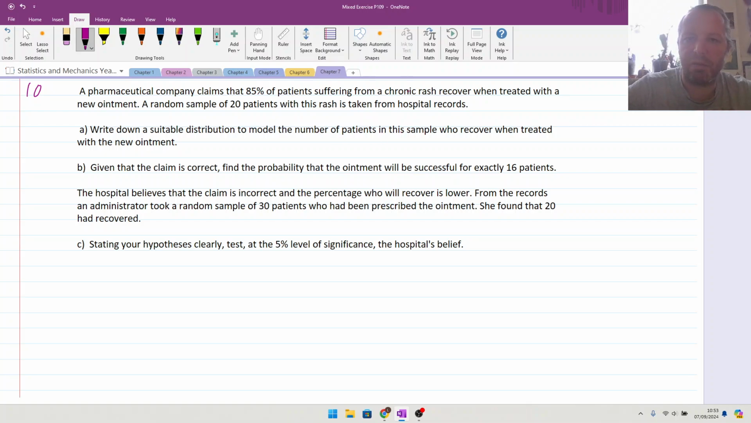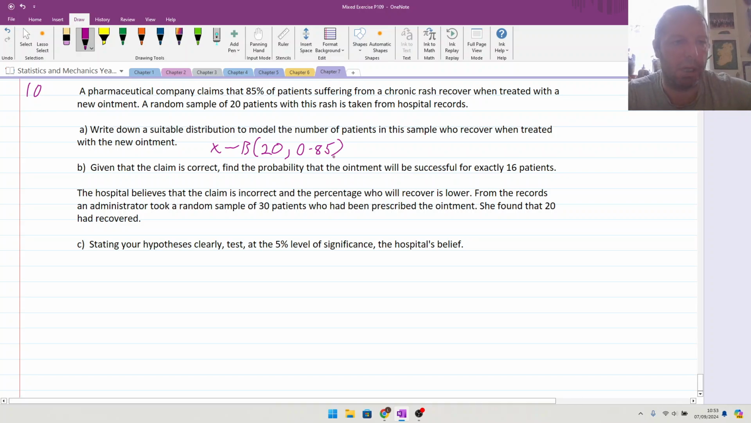85% recover, so we can say X is the number of people who recover, and it's going to be binomially distributed with a sample size of 20 and a probability of recovery of 0.85. That's it, 1 mark, done. Given that the claim is correct, find the probability that the ointment will be successful for exactly 16 patients.